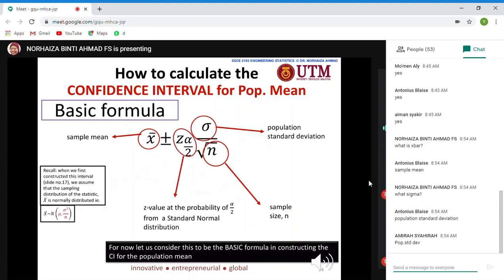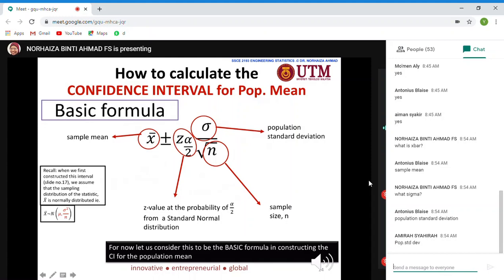You have already seen this in chapter 2 when you calculate the normal distribution. Notice that when we construct this interval, you're using a normal distribution, a sampling distribution for x bar. So Z alpha over 2 reflects the value for the probability of alpha over 2 from a standard normal distribution. So this is a value, not a probability. This is a value of Z.